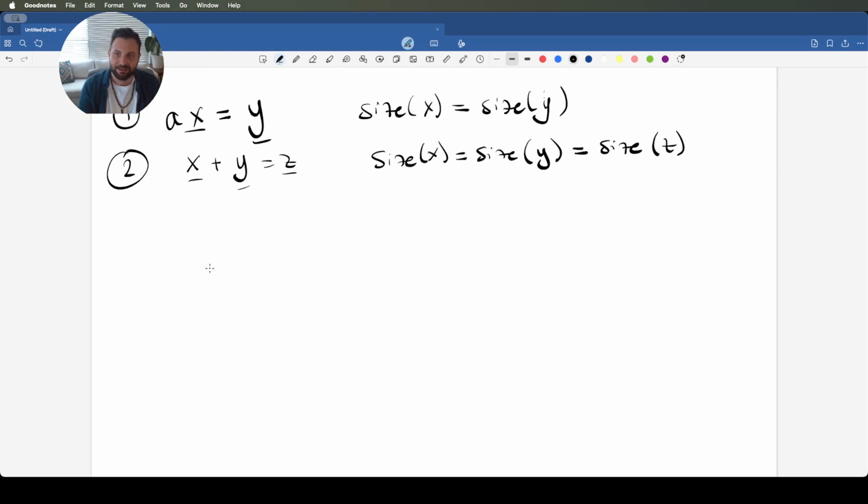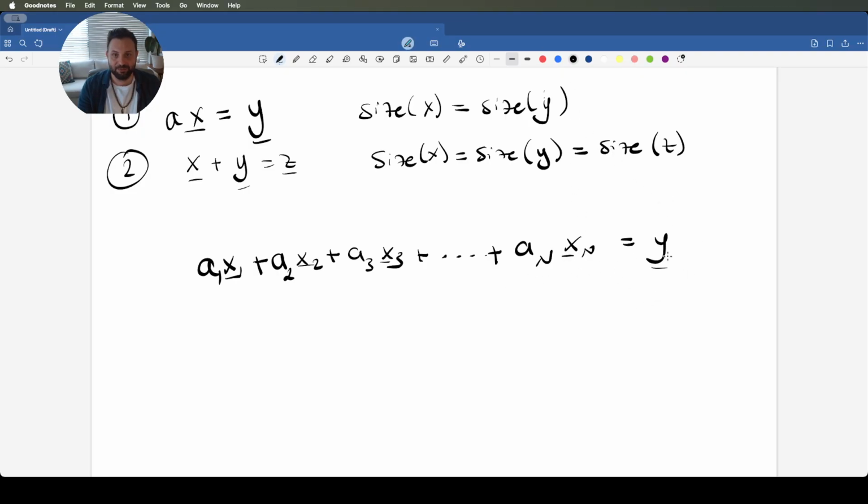So I can, in theory, multiply x1 with some a1, and multiply x2 with some a2, and multiply some x3, another vector of the same size, with a3. I can keep on doing this up to capital N of them, multiplying x of n with its scalar, and I can get y. This y vector will have the same size as each and every one of these x's.